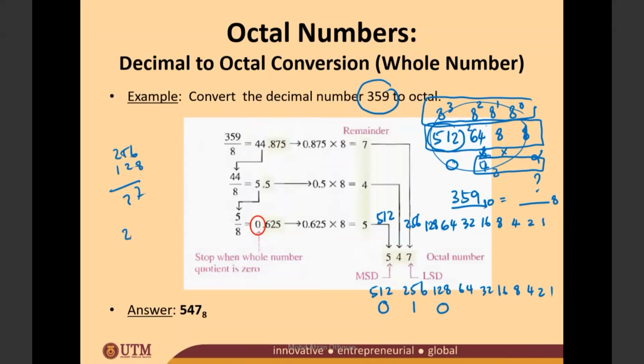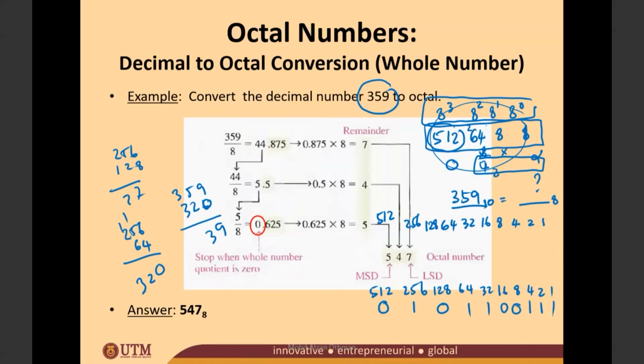So 256 campur dengan 64. So, kamu dapat 320. 320 kamu nak lagi berapa ni? 359 tolak 320, kamu nak lagi 39 je lagi. 32. So, tinggal lagi 7, betul tak? 4 tambah 2 tambah 1 dapat 7. So yang rest kamu letak kosong.